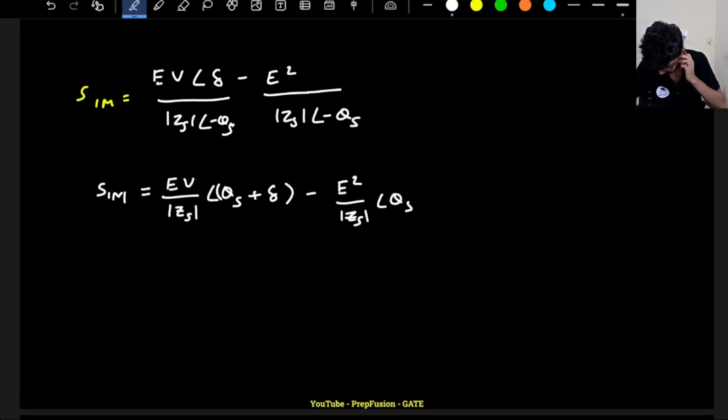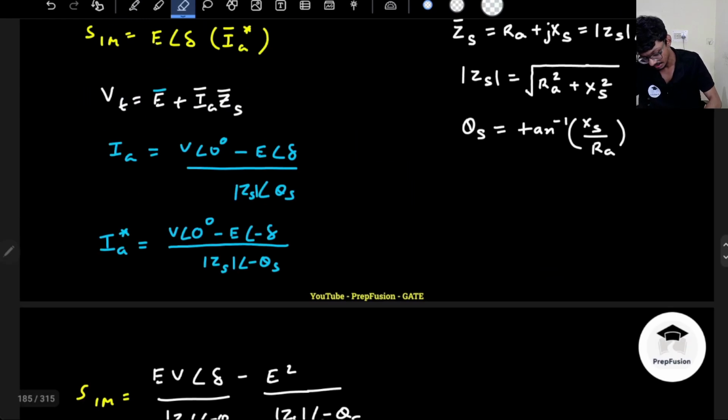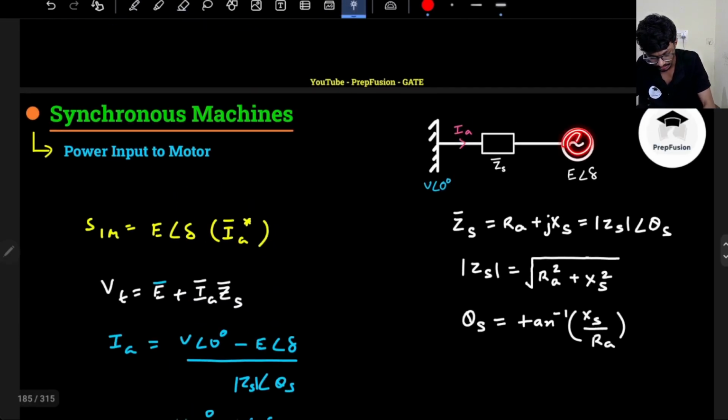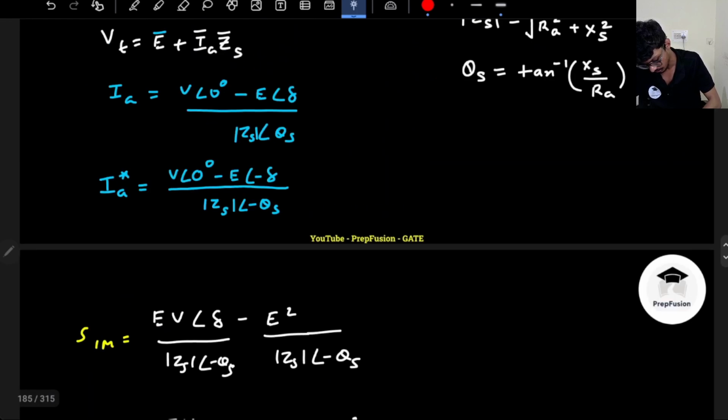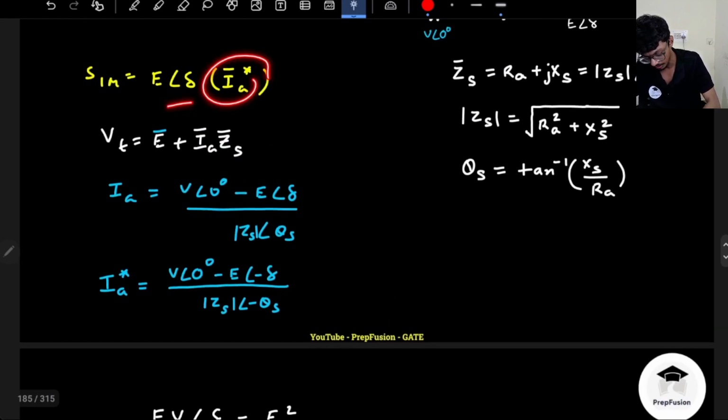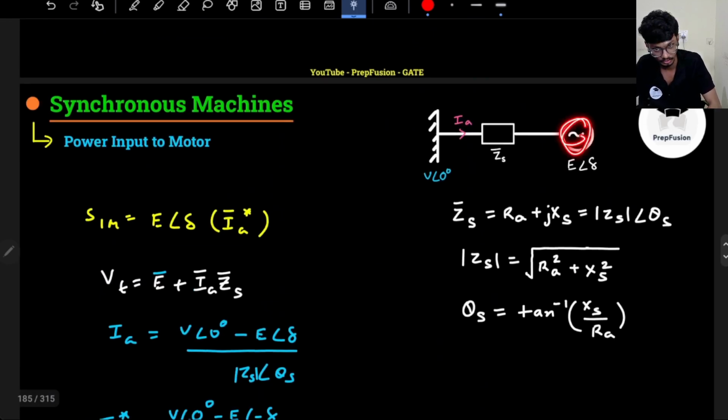One mistake I have made actually. This is not the input to the motor. This is the apparent power output of the motor. I'm extremely sorry. The power at this point is E∠δ times I_A star. This is the power output of the motor, because from the motor I will get some power.